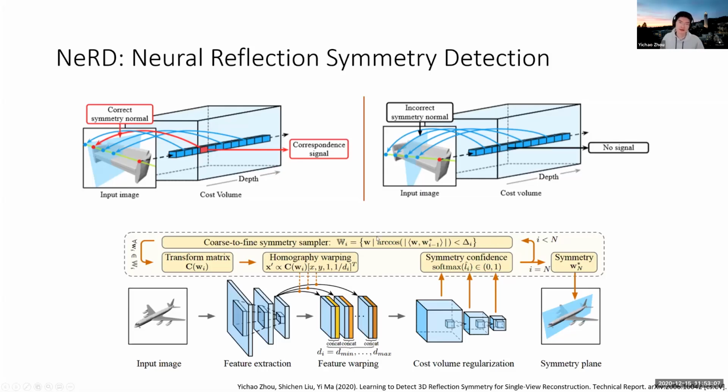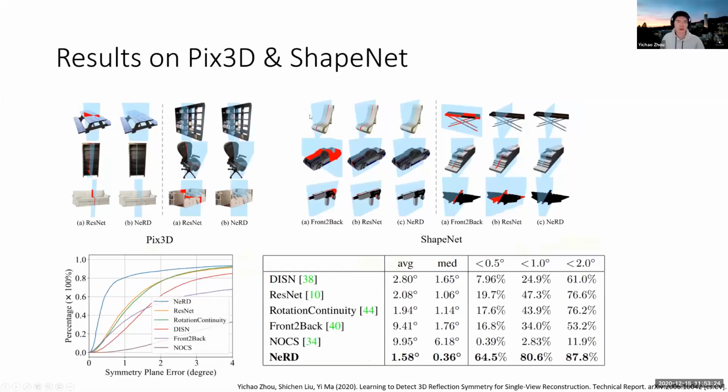So the pipeline is kind of complex. I won't go through it, but you should know this idea, right? Basically, we enumerate the symmetry normal and we classify using the idea illustrated above. So we tested on both a real-world dataset and a synthetic dataset.